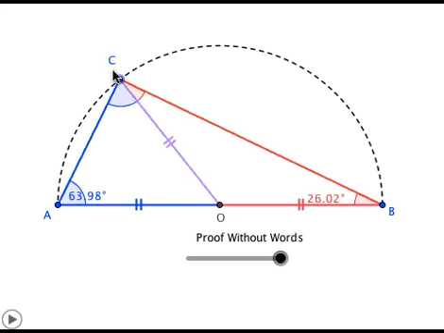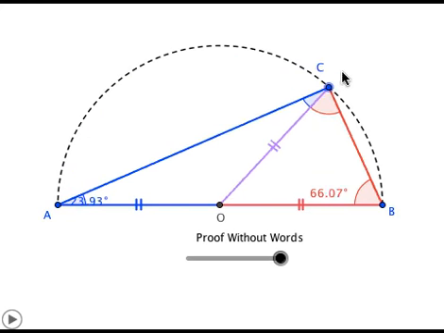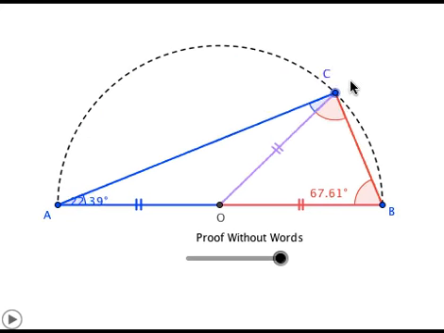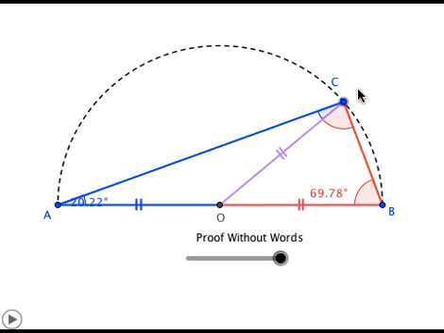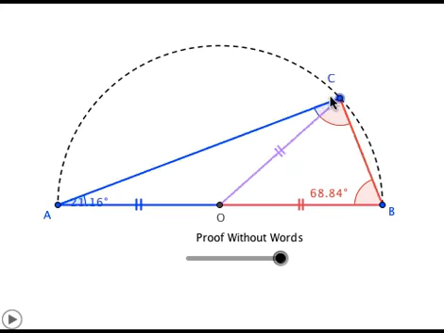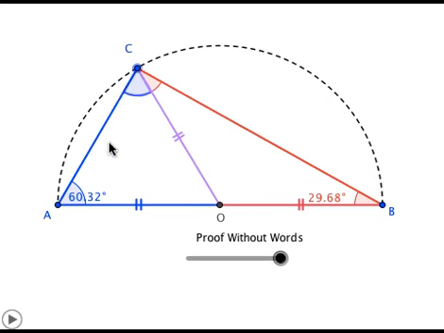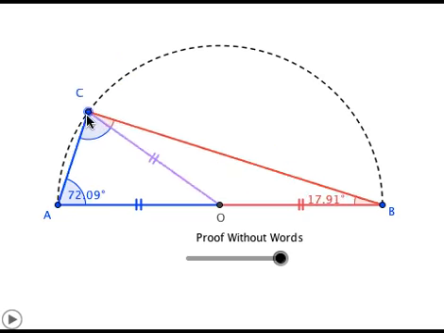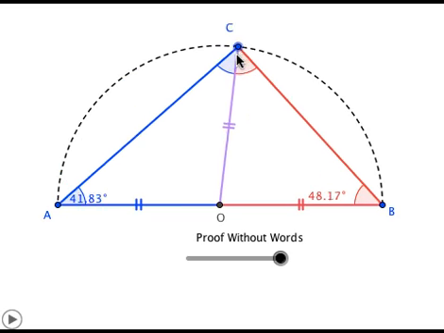So what happens if I move C to the other side of the semicircle? If I move it right here, angle alpha is 20.22 degrees and angle beta is 69.78 degrees, which add up to 90 degrees. So that means angle ACB is still 90 degrees. So no matter where point C lies on the circumference of the circle, angle ACB will remain the same, which is 90 degrees. So it's going to remain as a 90 degree angle.